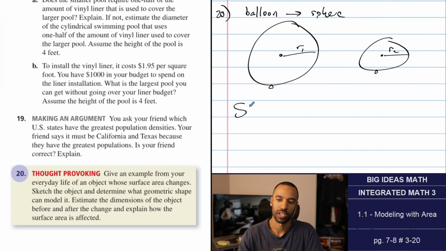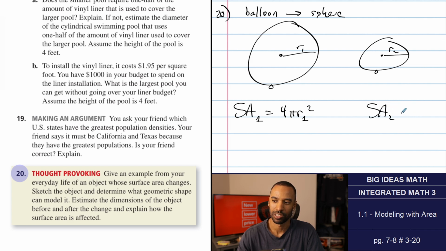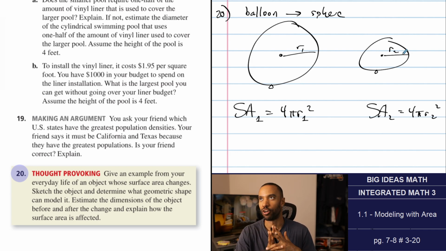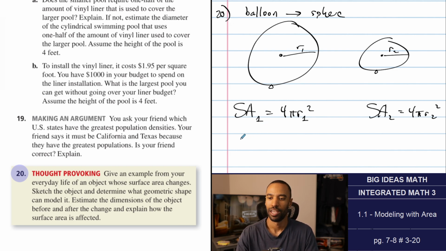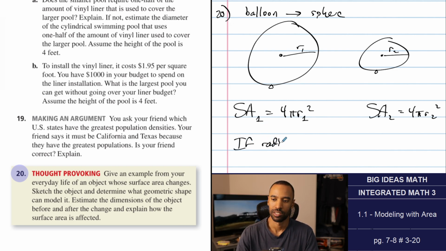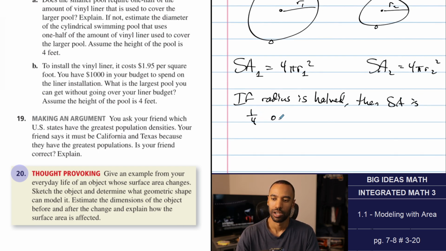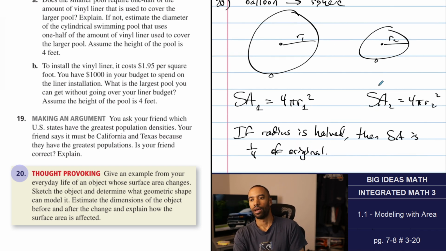So surface area of object 1 is 4 pi times R1 squared, and surface area of object 2 is 4 pi times R2 squared. Let's say it was half of the radius. Your surface area is 4 times smaller. If the radius is halved, then surface area is 1/4 of the original. I don't know if that's the best example. I've got to think of some other ones.